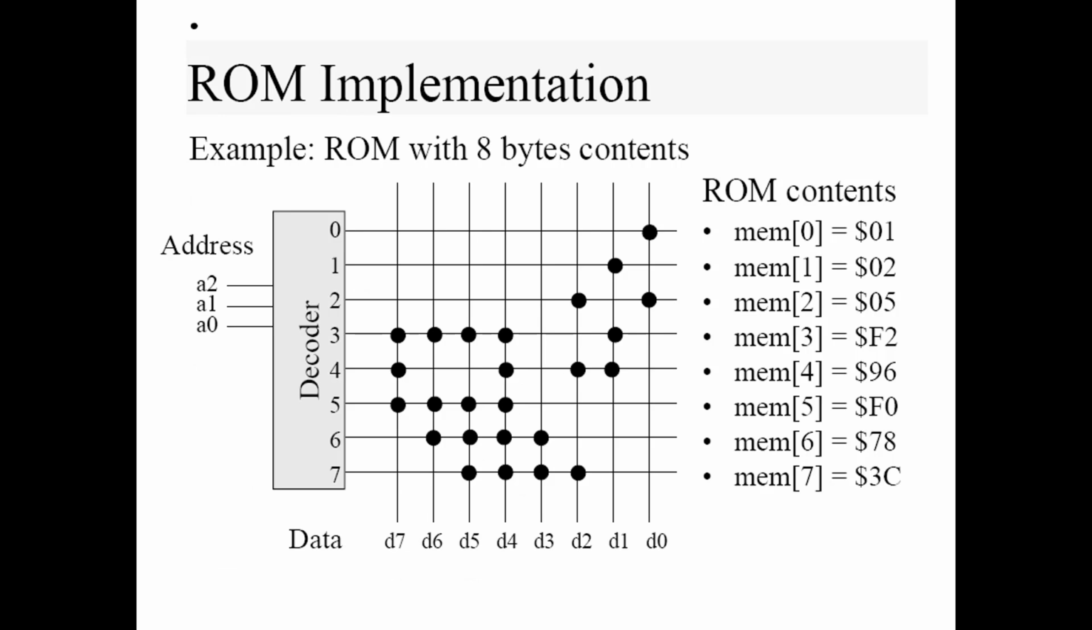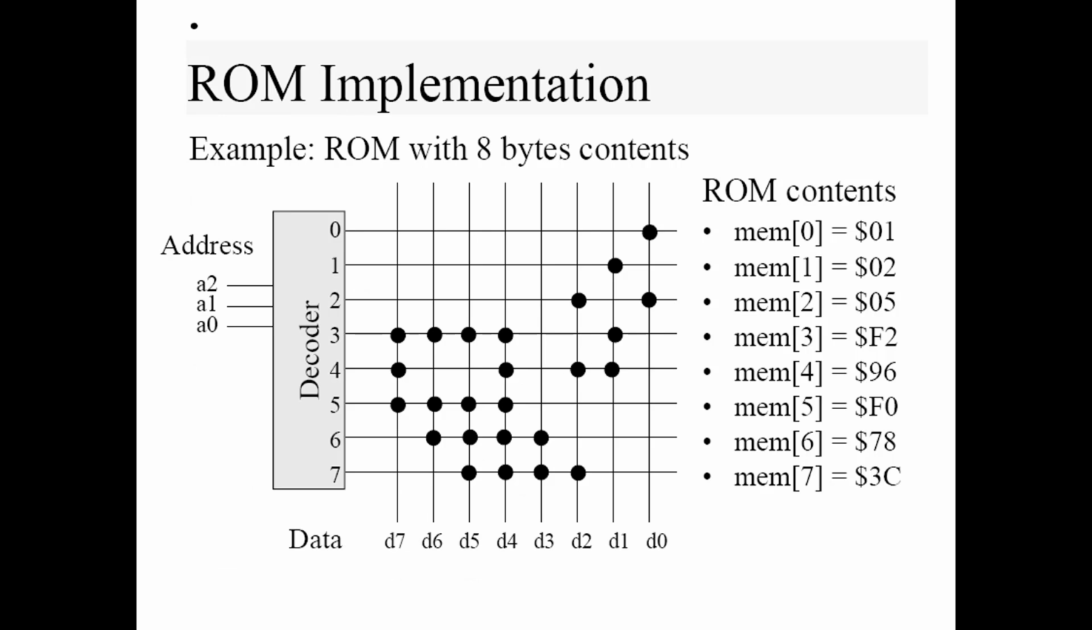Number one, address lines. The number of address lines determines how many unique addresses can be generated. For 8 bytes, we need 3 address lines. Number two, address range. With 3 address lines, the address range will be from 000 to 111 in binary, which corresponds to 0 to 7 in decimal.